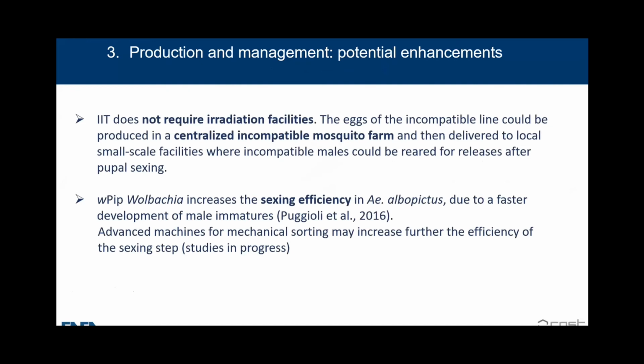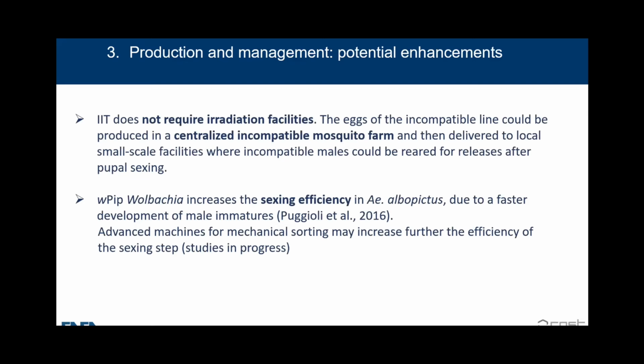It would be reductive. We have to think, with a bit of imagination and positive predisposition, what could be an innovative solution that could shorten the production chain of males and reduce the workload of distribution. I shared with you this hypothesis: since IIT does not require irradiation facilities, the incompetent line could be produced in a centralized incompetent mosquito farm and then delivered to a local small facility, while incompatible males could be reared for release after the pupal sexing.